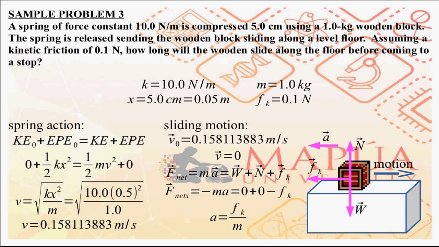Spring action. Once the wooden block has an initial speed, the wooden block will slide along the floor. You have sliding motion of the wooden block. So we divide our analysis into two parts, spring action and sliding motion. From the problem, we know that the spring constant, k, is equal to 10 Newton per meter. The spring was compressed 5 centimeters or 0.05 meters. The mass of the wooden block is 1 kilogram.